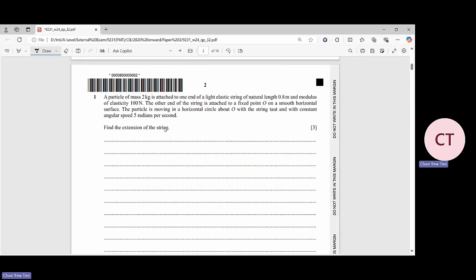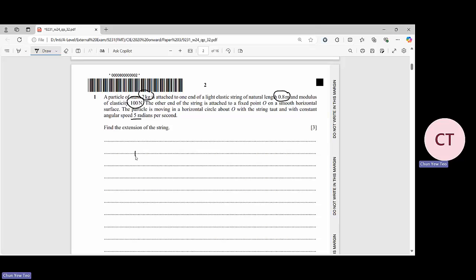A particle of mass 2 kg is attached to one end of a light elastic string of natural length 0.8 meter and modulus of elasticity 100 Newton. The other end of the string is attached to a fixed point O on a smooth horizontal surface. The particle is moving in a horizontal circle about O with the string taut and with constant angular speed of 5 radians per second. Find the extension of the string.